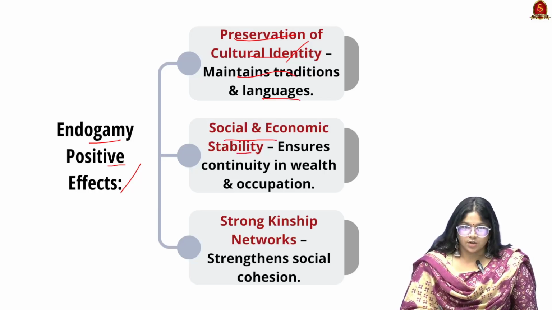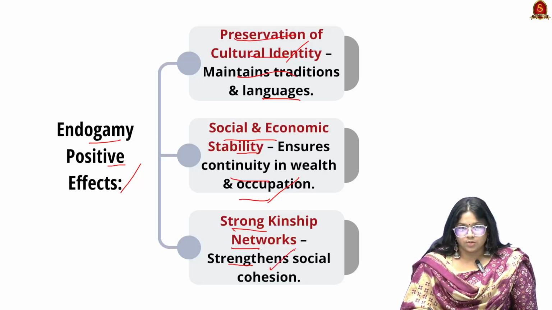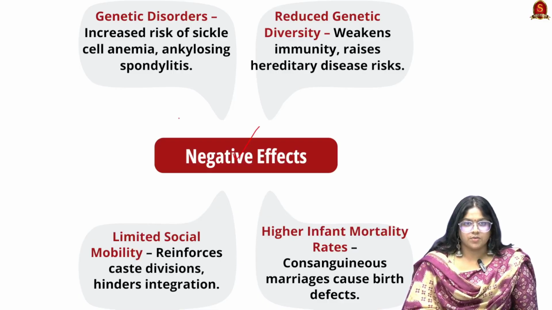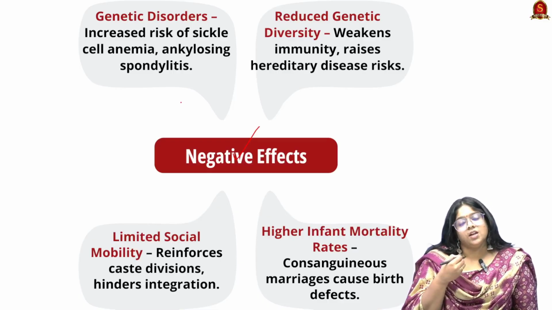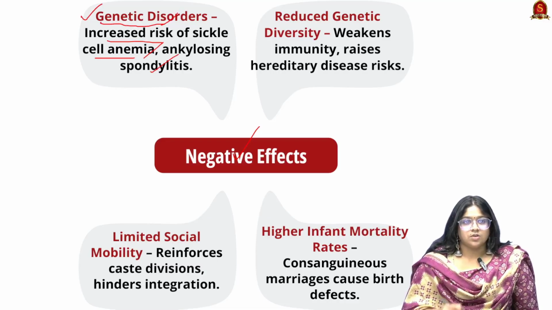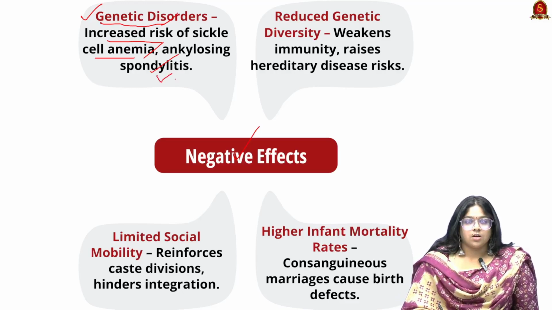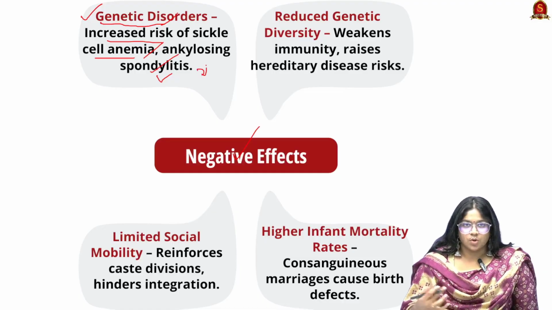Next is having social and economic stability. It ensures continuity in wealth and occupation, and having strong kinship networks. So it strengthens their social and cultural cohesion, or their community together. Now, looking into negative effects, whatever we have seen as a positive effect will largely be seen as a negative effect, and along with it there is a new factor the report tells us about: genetic disorders. There is increased risk of sickle cell anemia and other genetic disorders, and it affects mostly the children born to such couples.